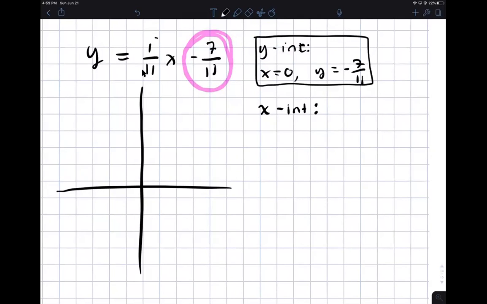No, this is telling us the slope. Yeah, I know, but if y equals 0, then wouldn't x be 1 11th? Wait, no. Well, let's try it out. If y equals 0, then we get 0 equals 1 11th x minus 7 11ths. Now what do we do?